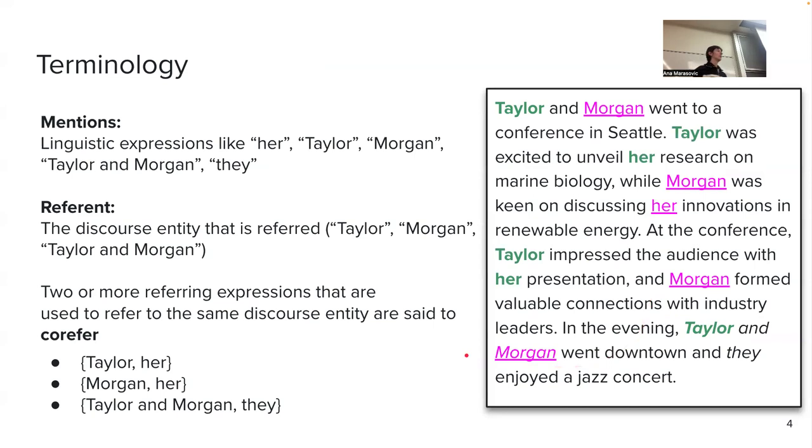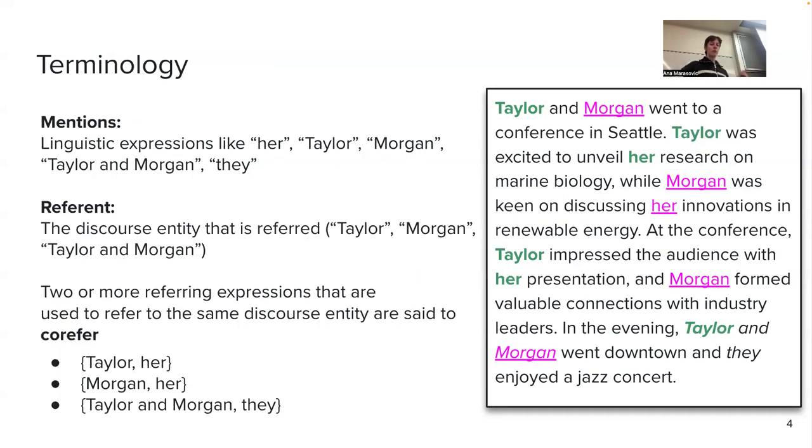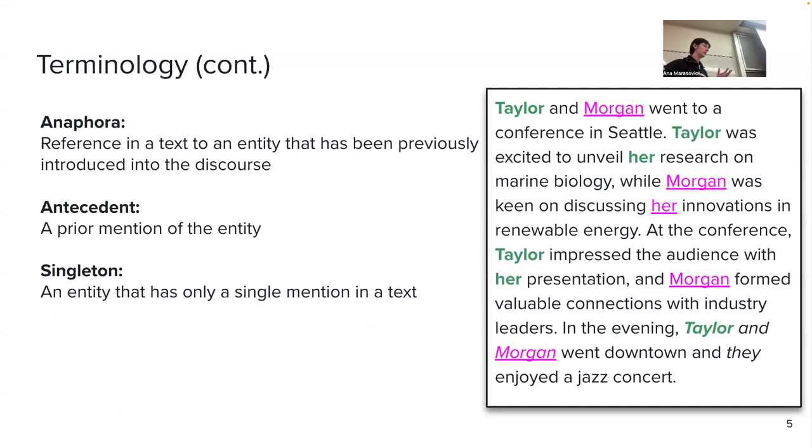And then we say that two or more referring expressions that are used to refer to the same discourse entity co-refer. So Taylor co-refers with her. Morgan also co-refers with another mention, her. And Taylor and Morgan co-refer with they. Because her here refers to Taylor, her refers to Morgan, and they refers to Taylor and Morgan. Okay, so we have mentions, references, discourse entities, and the idea of different mentions of the same entity co-referring with each other.